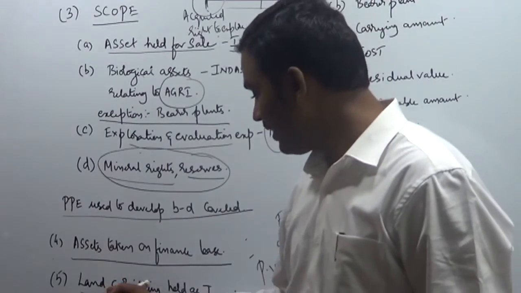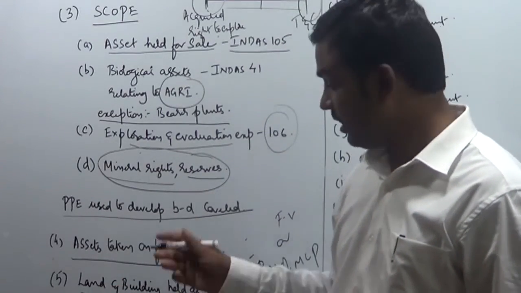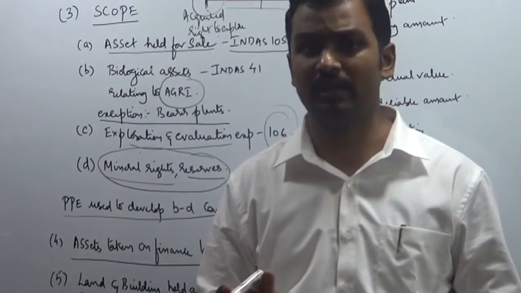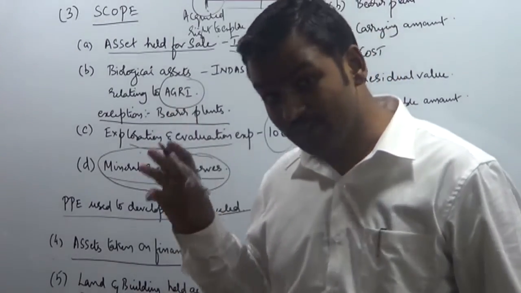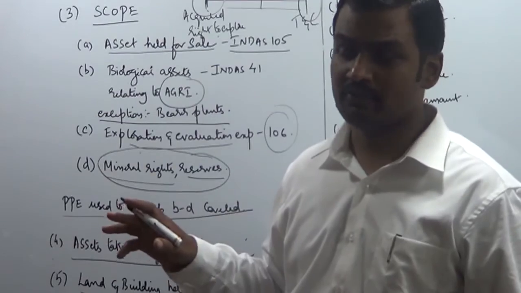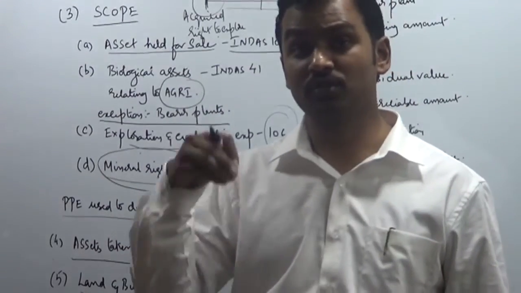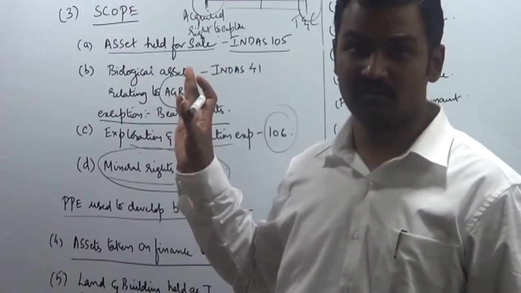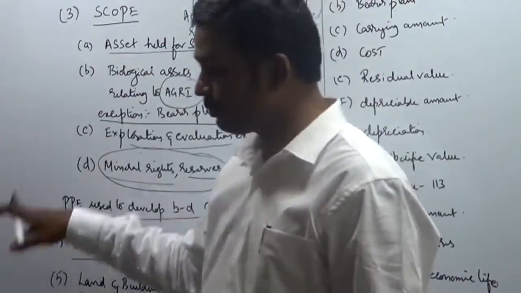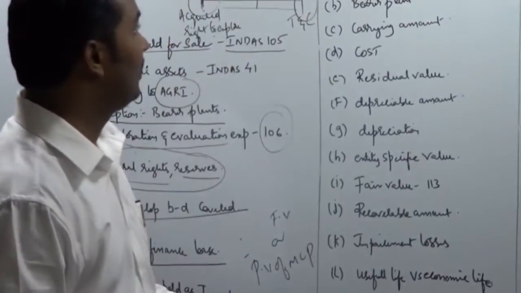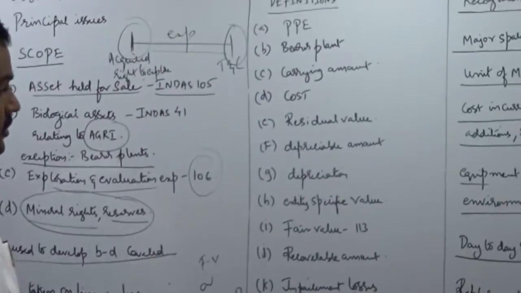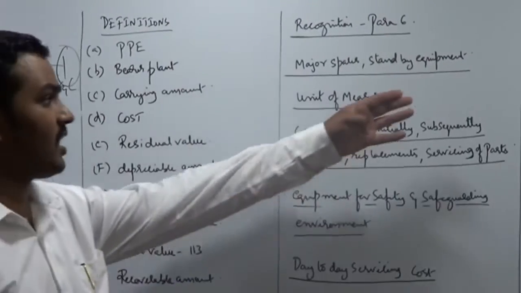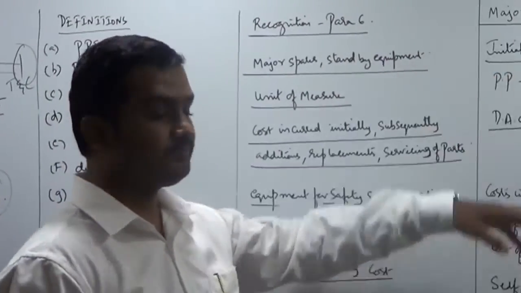So land and building which are held as investment property are not part of property, plant and equipment. They do not satisfy the definition of property, plant and equipment. Even though they do not satisfy the definition, they have to be carried in our books using the cost model, and cost model is prescribed by Ind AS 16. Okay, so this is what is scope in and scope out as per the standard. Now let us come to the definitions part. Even before I go to the definitions and other aspects, let us first start with initial recognition.